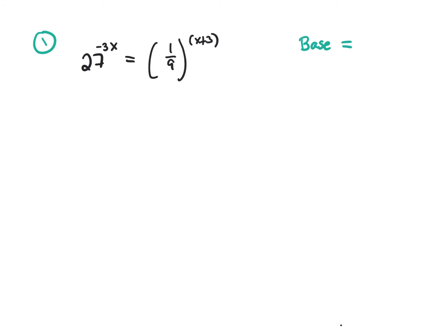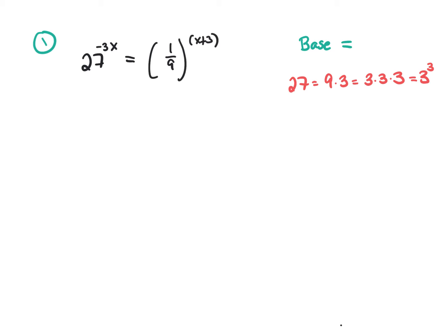Like if, for example, in number 5, we're not going to be able to do this, we'll have to do it a different way. But if we get the bases to match, that makes it really easy. So if I look at my two bases, let's look at 27. I'm just looking at 27 because it's a little easier. I know 27 is 9 times 3, and I know 9 is 3 times 3, so 27 is 3 times 3 times 3. So it's 3 to the third.